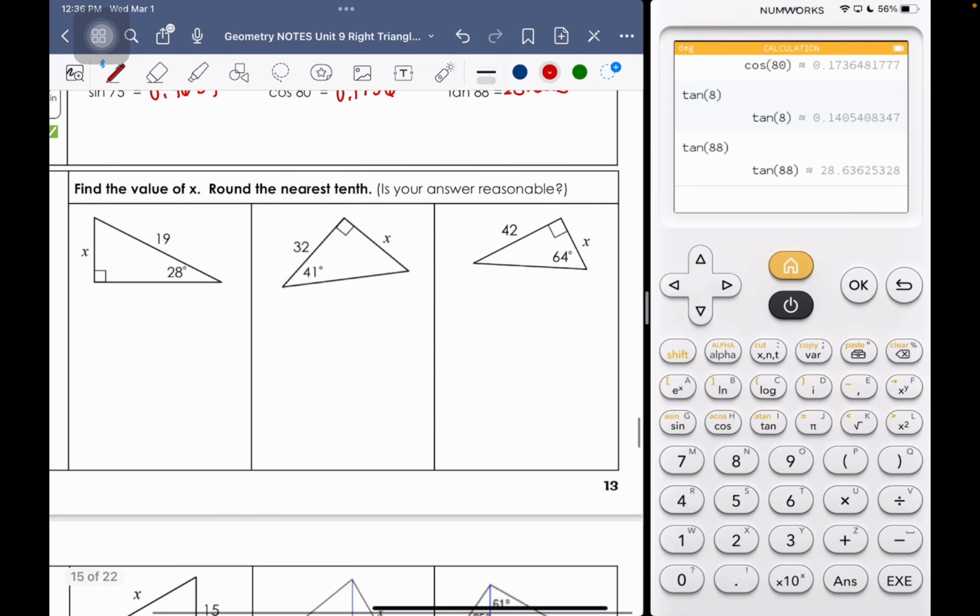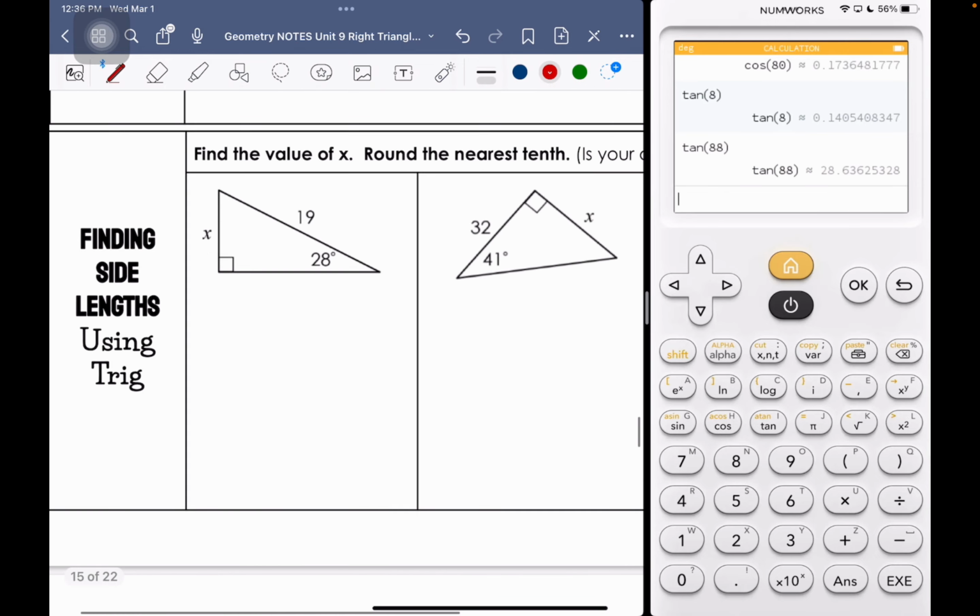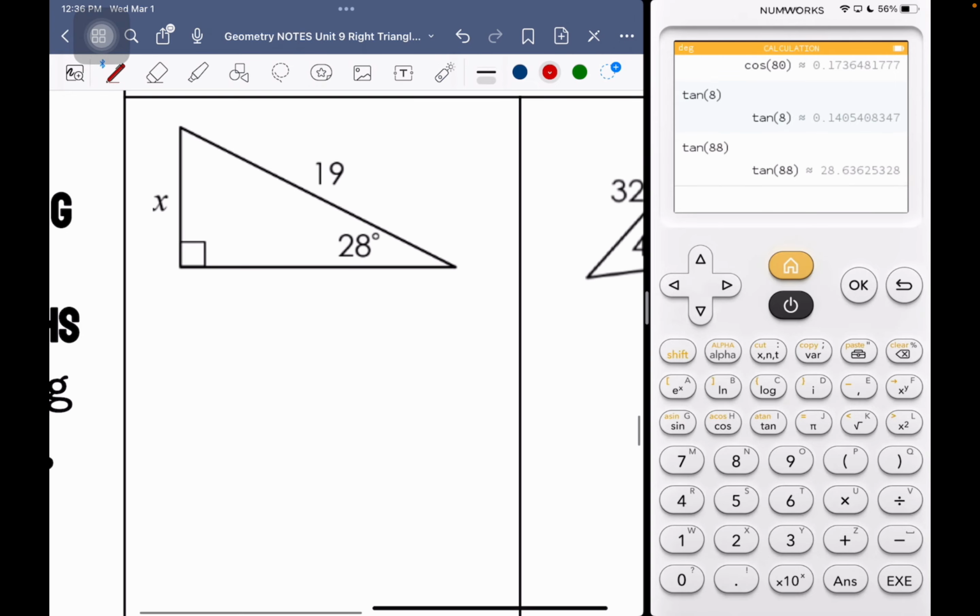Now on to our application problems. We're going to try and find side lengths of triangles. So here's one like we talked about the other day. How can we find x? We can't use the Pythagorean theorem. We can't use our special right triangles. Here's where our cosine, sine, and tangent ratios come into play.